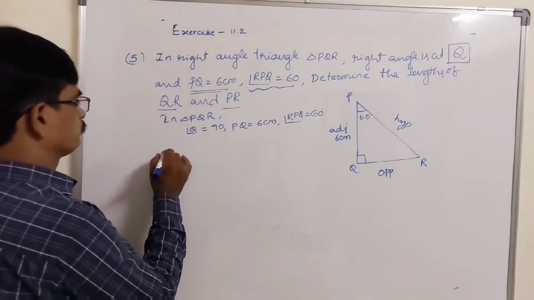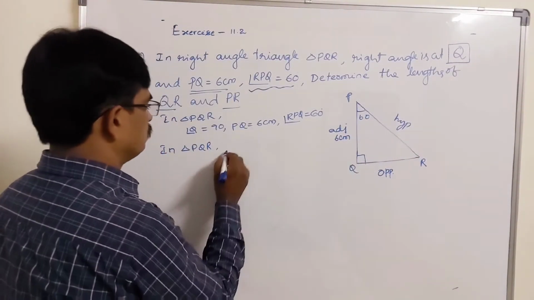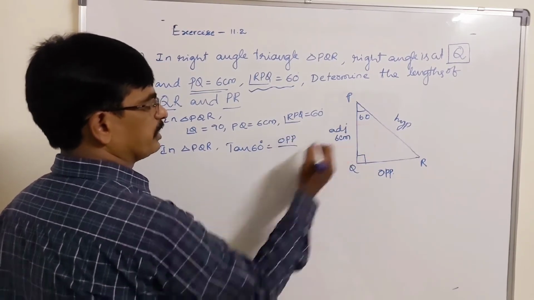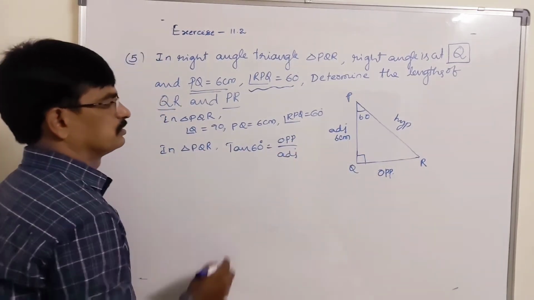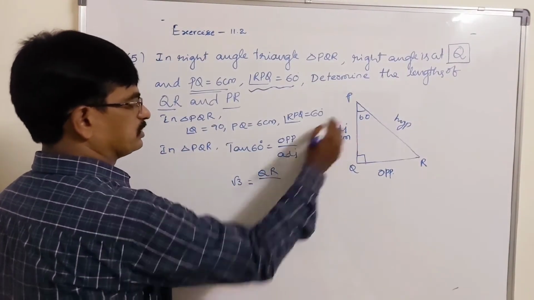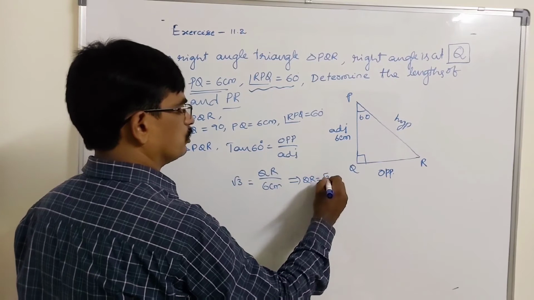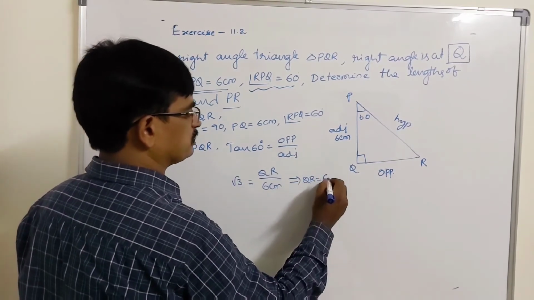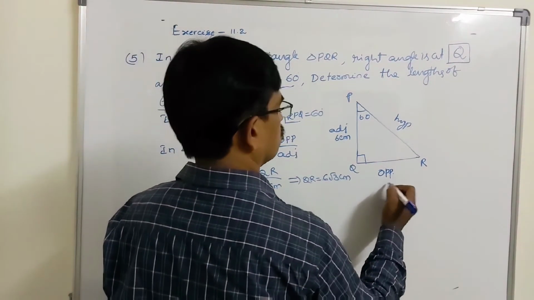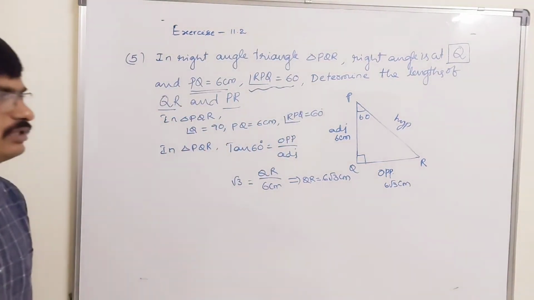So in triangle PQR, tan 60 degrees is equal to opposite side by adjacent side. That is tan 60, which is root 3, is equal to opposite side QR by adjacent side 6 centimeters. This implies QR is equal to root 3 into 6, that is 6 root 3 centimeters. So QR value is 6 root 3 centimeters.